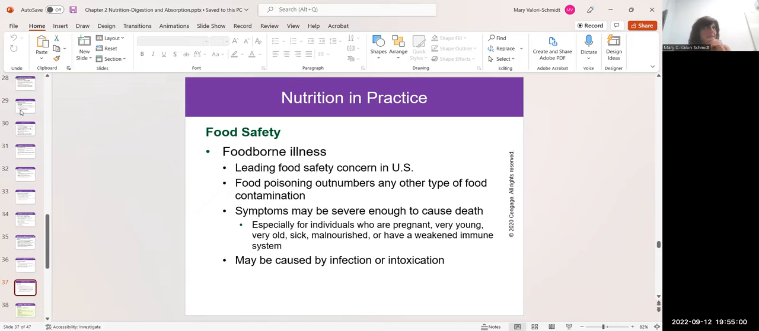Anybody ever have food poisoning? It's fun, right? Both ends. Oh, yeah. I had it once years ago and, oh my God. Yeah, horrible. It's horrible.